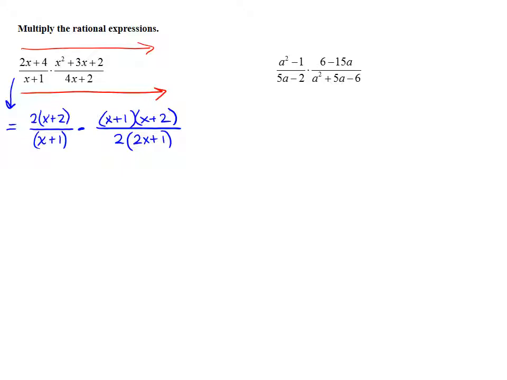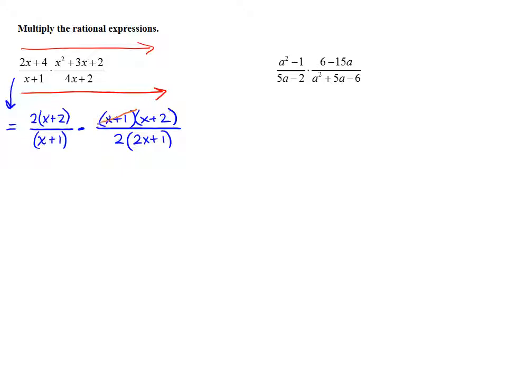So when we look at what's left here, we've got 2 numerators and 2 denominators. I can cancel common factors from the numerator to the denominator. I cannot cancel common factors that are in the same location. So this x plus 2 and the x plus 2 that are both in the numerators, those cannot be canceled because they're both in the numerator. So it has to be numerator to denominator.